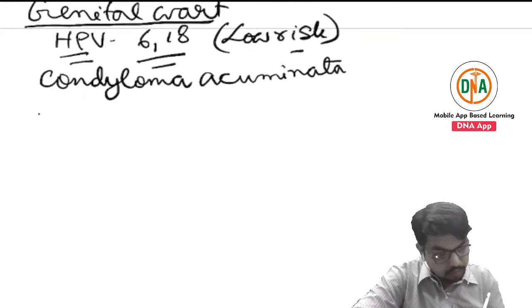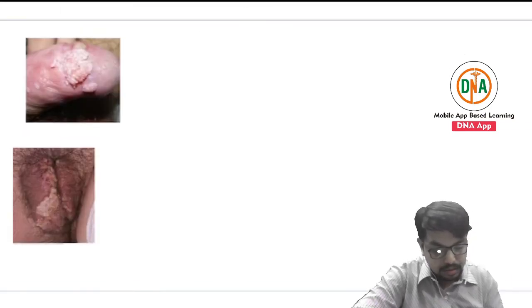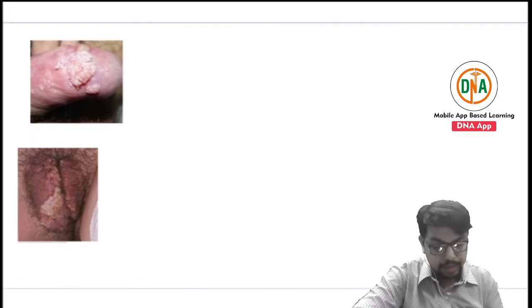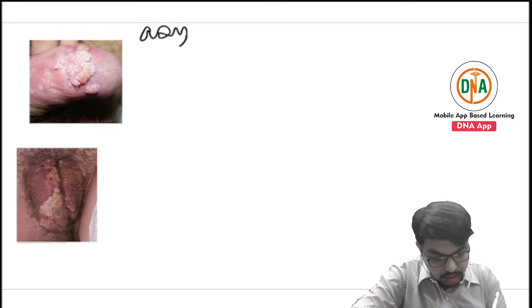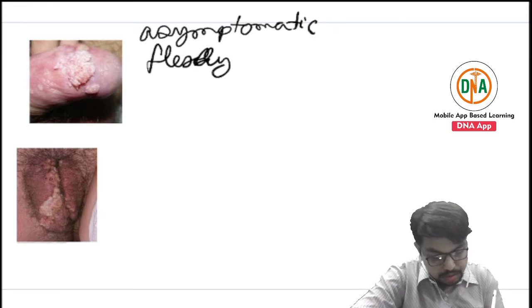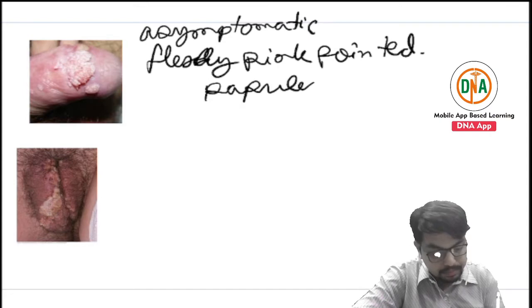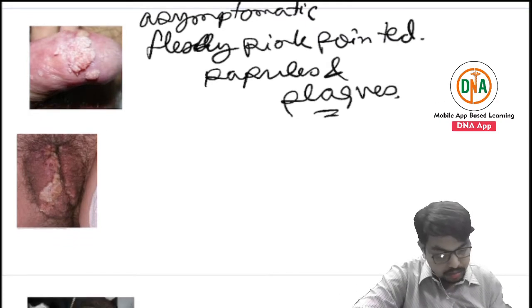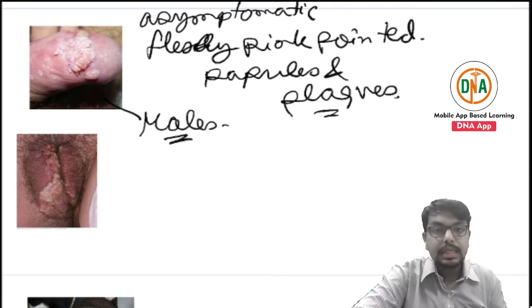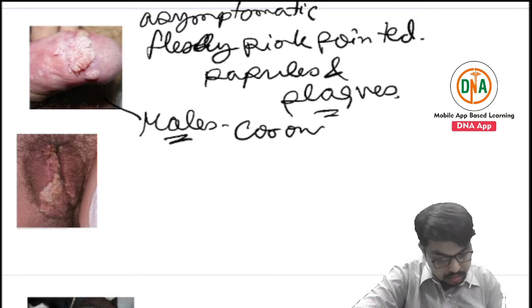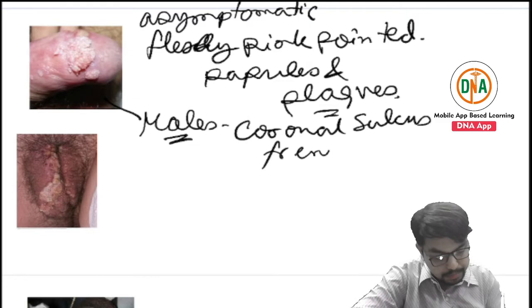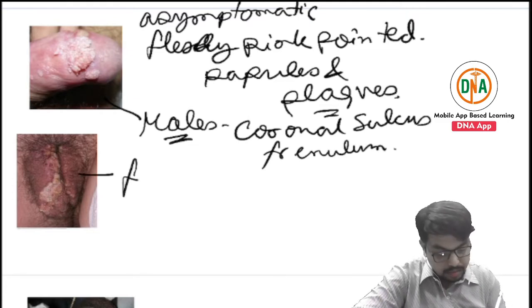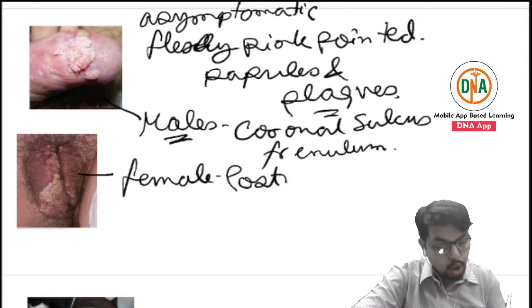Okay, next, what are the clinical features? See, this is the condyloma acuminata lesion of male and female genitalia. These lesions are asymptomatic. Fleshy pink pointed papules and plaques involving the genitalia. Okay. In males, the common site of involvement is the coronal sulcus and frenulum. Okay, in female, it is the posterior fourchette that is commonly involved.